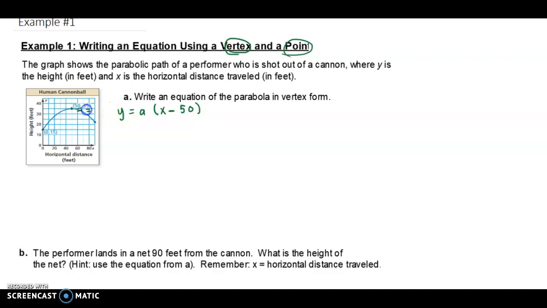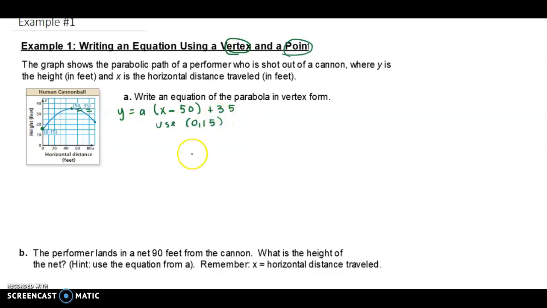and then it's plus 35. Okay, so this is just vertex form. This is a review from, I believe, section 2. So you should be able to get to this point without having to think a whole lot. All right, now we have to find what A is. Okay, so I've already used this vertex. We want to use another point on the graph. So now I'm going to use the point (0, 15).